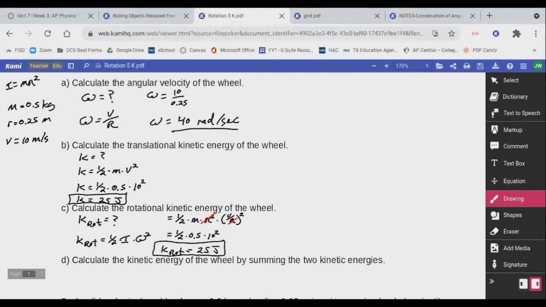D is a real simple question. It just says, calculate the kinetic energy of the wheel. And you're like, wait, what? But it tells us by summing the two kinetic energies. So we're just going to say the total kinetic energy is equal to K plus K rot. I'm just writing it so we can see where it came from. And that's 25 joules plus 25 joules equals an easy 50 joules. Yes, it was that simple.